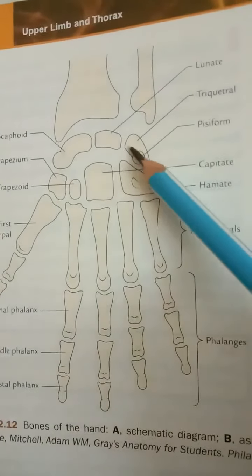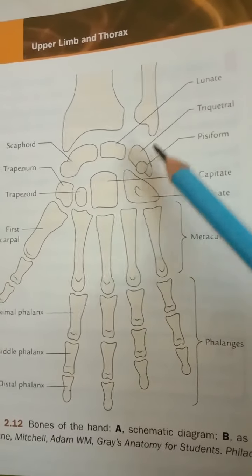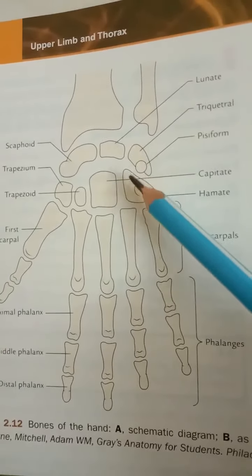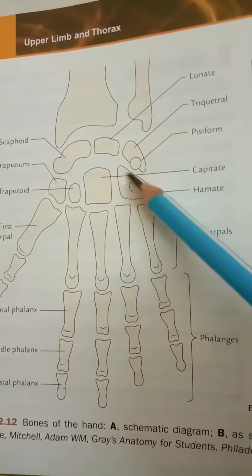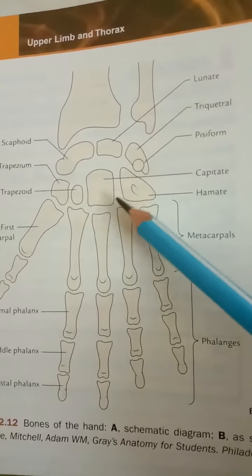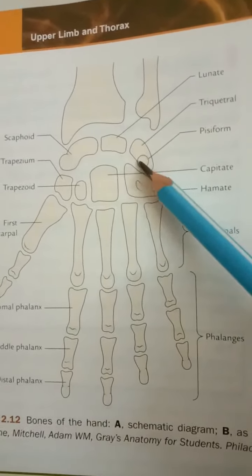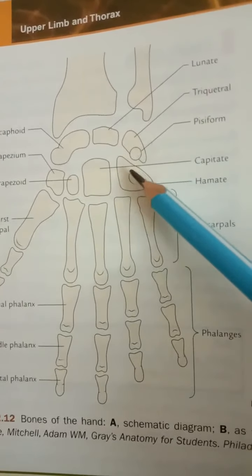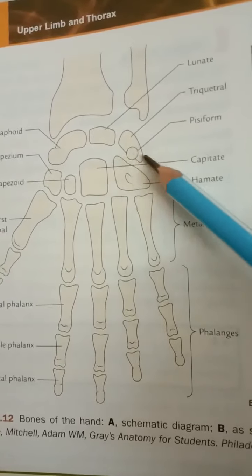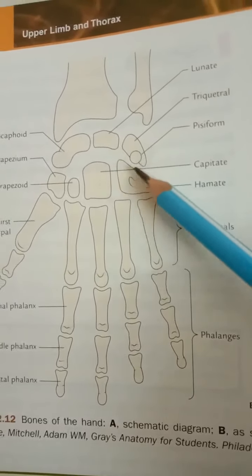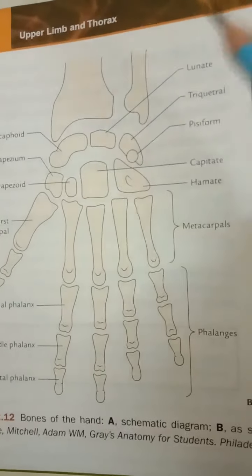Then the triquetral bone, this one. It is pyramidal in shape and it shows an oval facet on the distal part of the palmar surface for articulation with the pisiform bone. Then the pisiform, this one small bone. As the name suggests, it is a pea-shaped bone, and it has an oval facet on the proximal part of the dorsal surface.